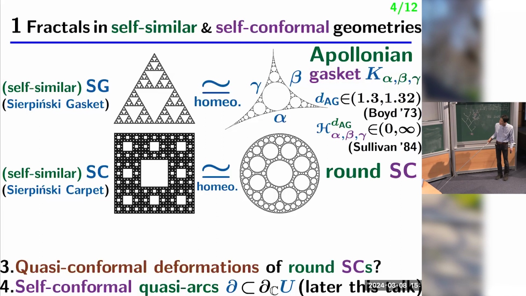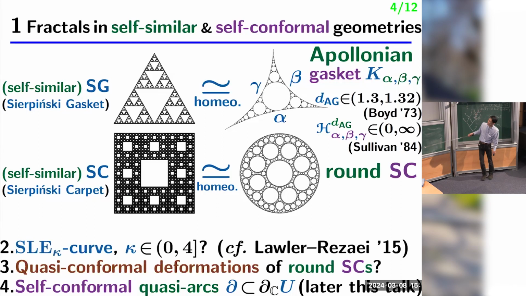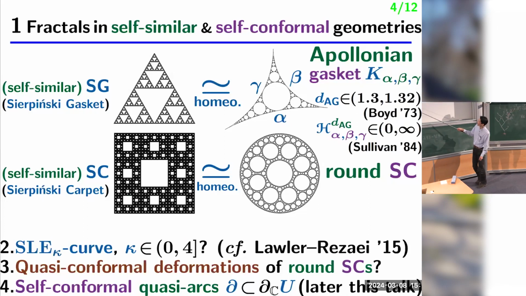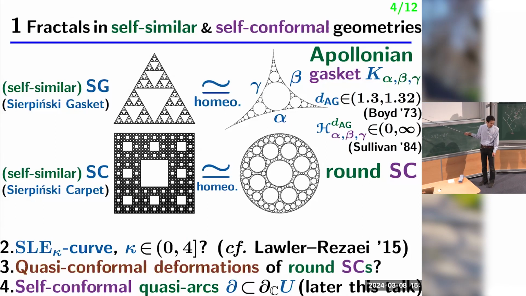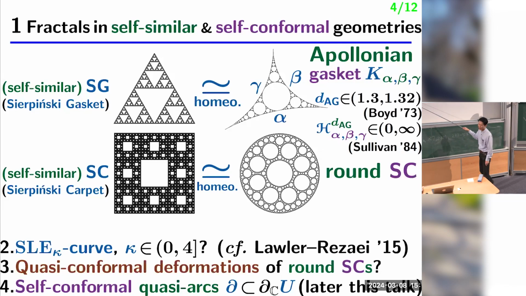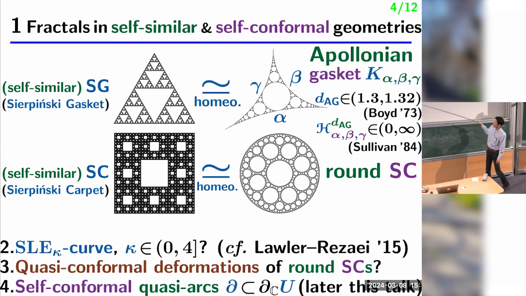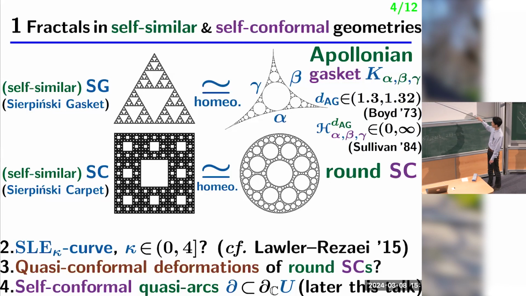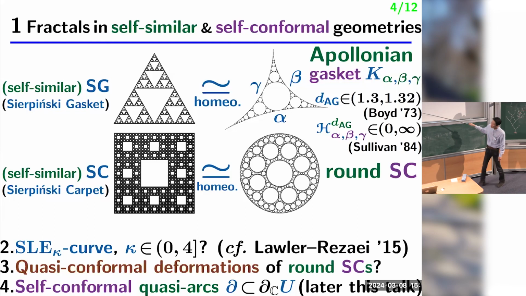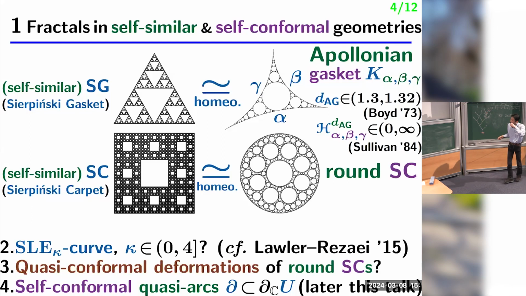What would be even more interesting would be to consider something similar for random self-conformal curves, basically SLE type fractals. The analog of 4 would be the case of the SLE curves which are simple, with parameter kappa between 0 and 4, so that these curves are almost surely simple.